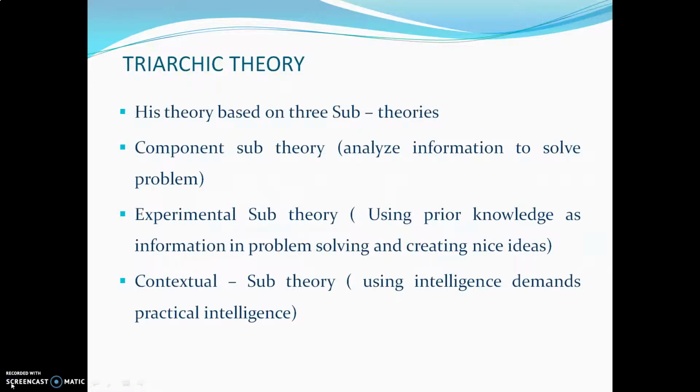Sternberg's hierarchic theory is an intelligence theory, and his theory is based on three sub-theories. First one is the component sub-theory, second one is the experiential sub-theory, and third one is the contextual sub-theory. The component sub-theory is analyzing information to solve problems, the experiential sub-theory is using prior knowledge as information in problem solving and creating new ideas, and the contextual sub-theory is using intelligence, which demands practical intelligence.